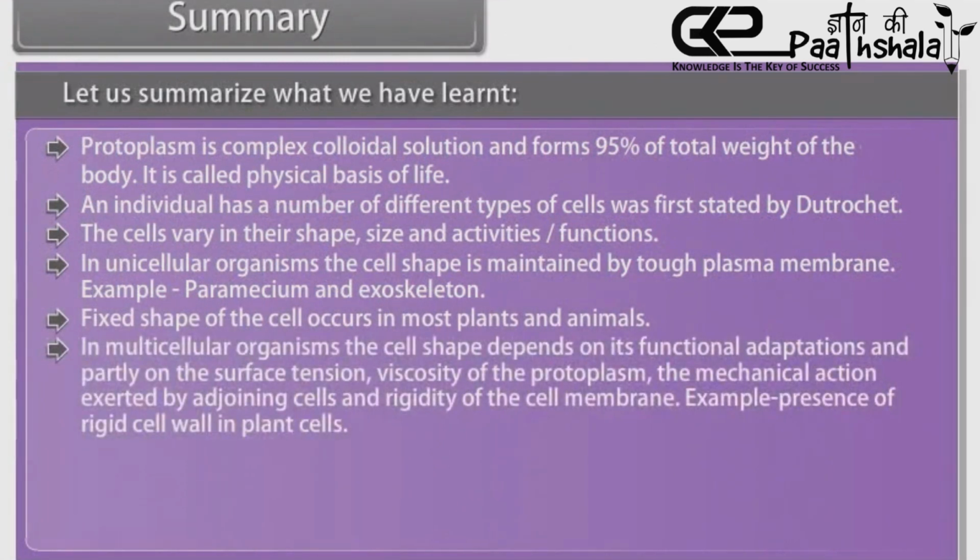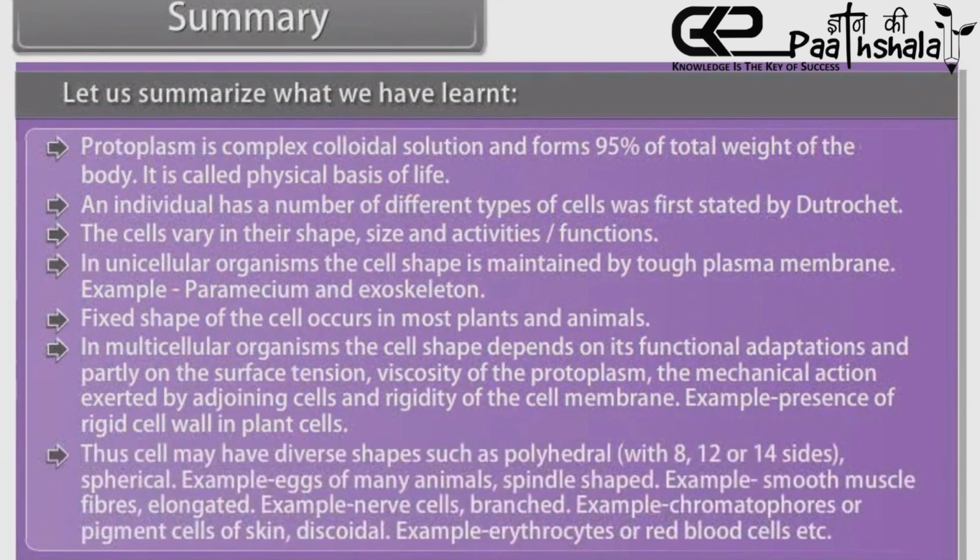In multicellular organisms, the cell shape depends on its functional adaptations and partly on the surface tension, viscosity of the protoplasm, the mechanical action exerted by adjoining cells and rigidity of the cell membrane. Example, the presence of a rigid cell wall in plant cells.